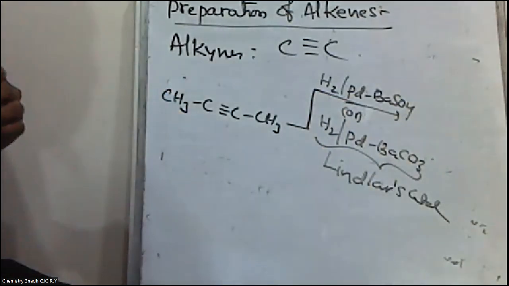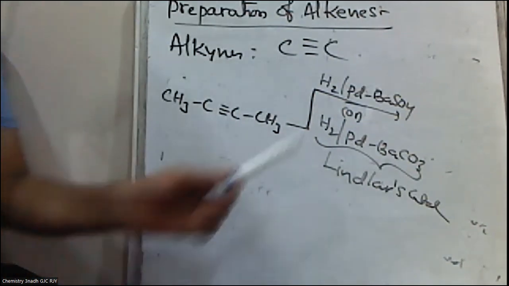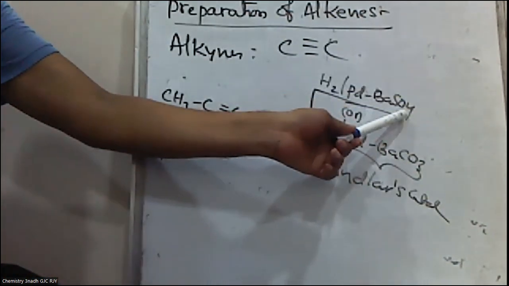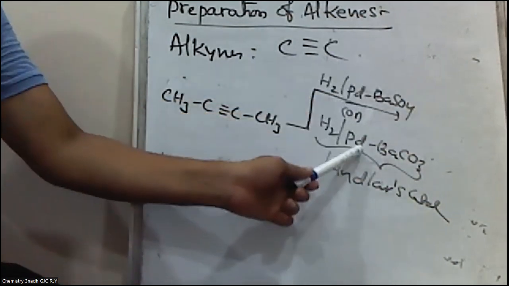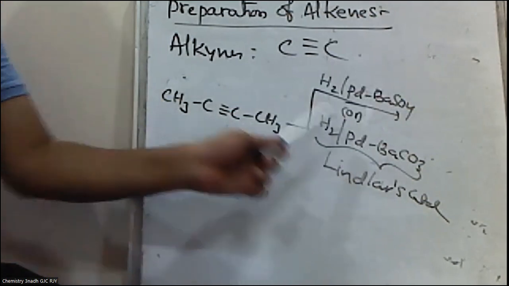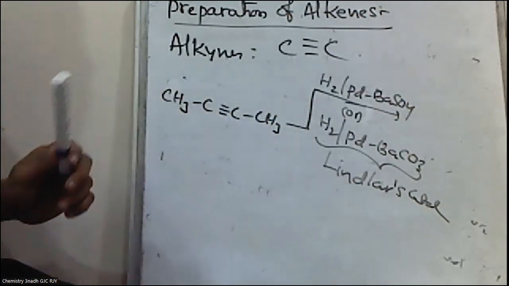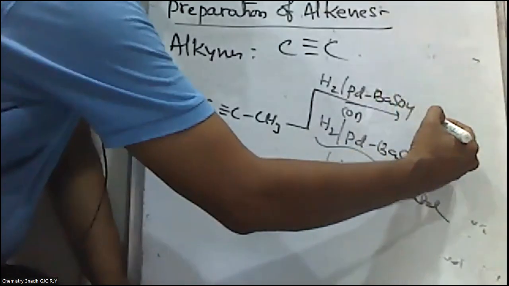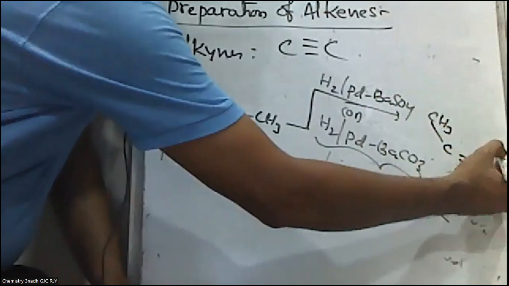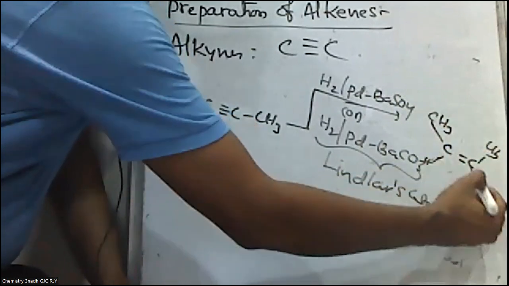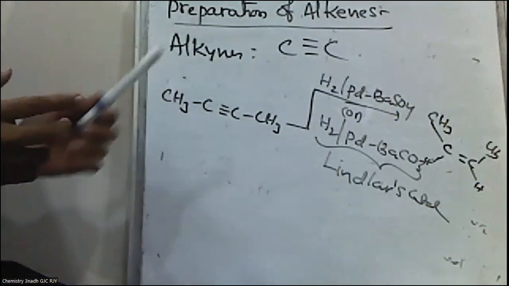When alkynes are treated with Lindlar's catalyst, H2 over palladium on barium sulfate or barium carbonate, you will get cis alkenes. We know that alkenes exhibit geometrical isomerism. So this is the cis alkene.